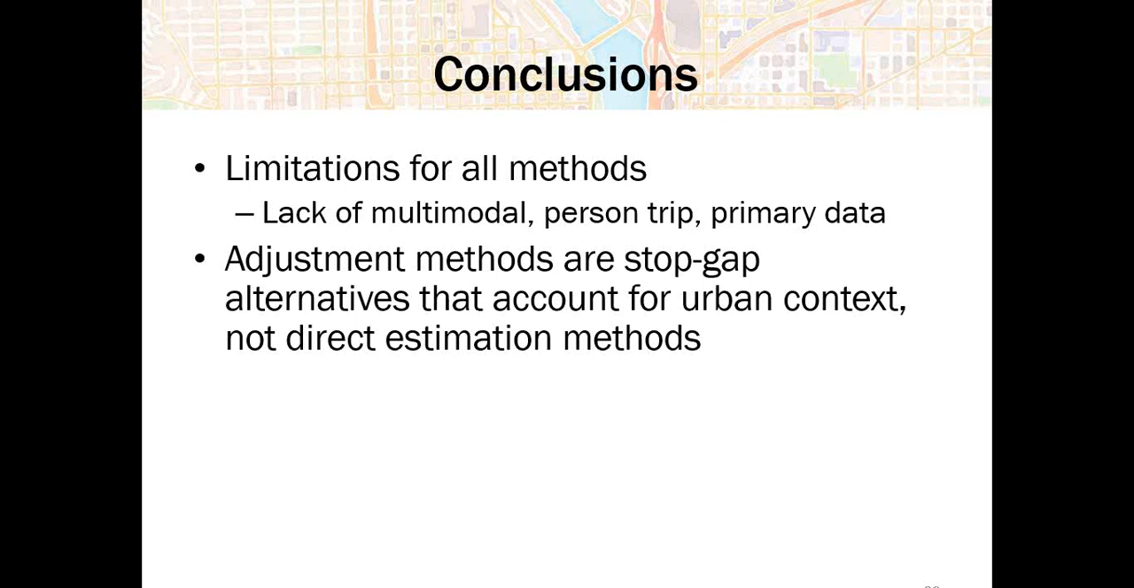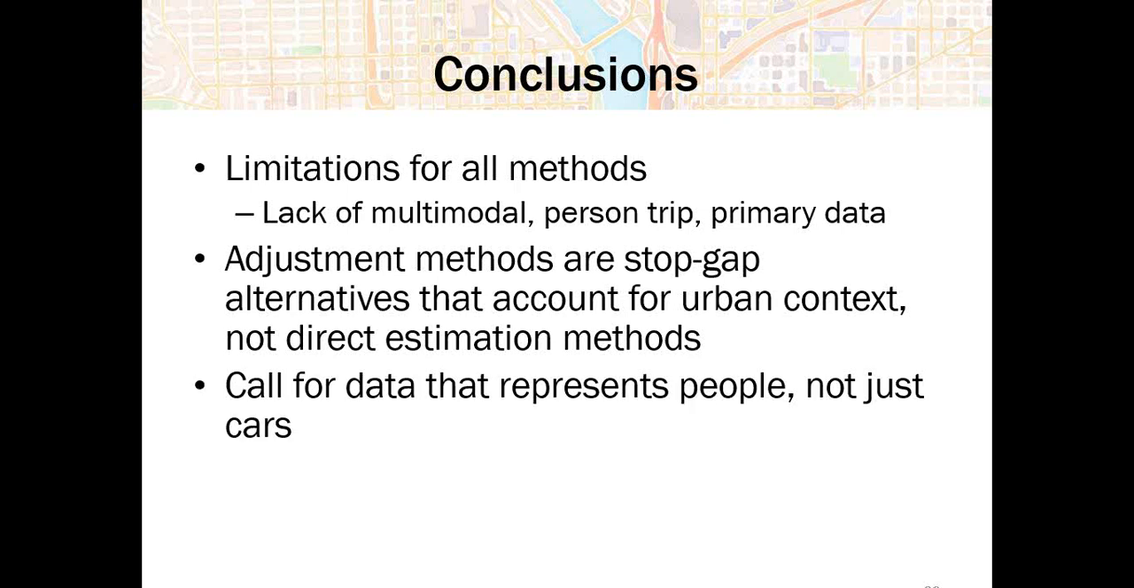All 3 of the methods presented today and many of the other adjustment methods that are available and out there are really just stopgap alternatives. They're just helping us bridge the gap from the point where we have no robust, detailed, rich primary data, person trip data, allowing us to account for urban context until we get to that point where we can start compiling databases for individual land uses and doing further analysis there.